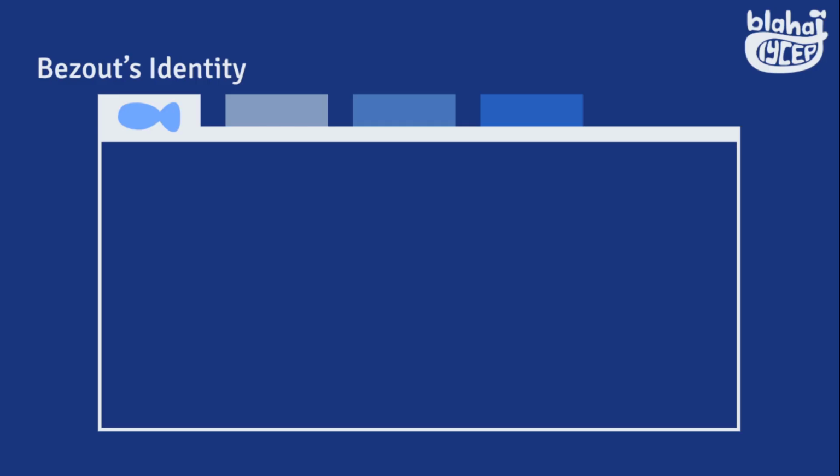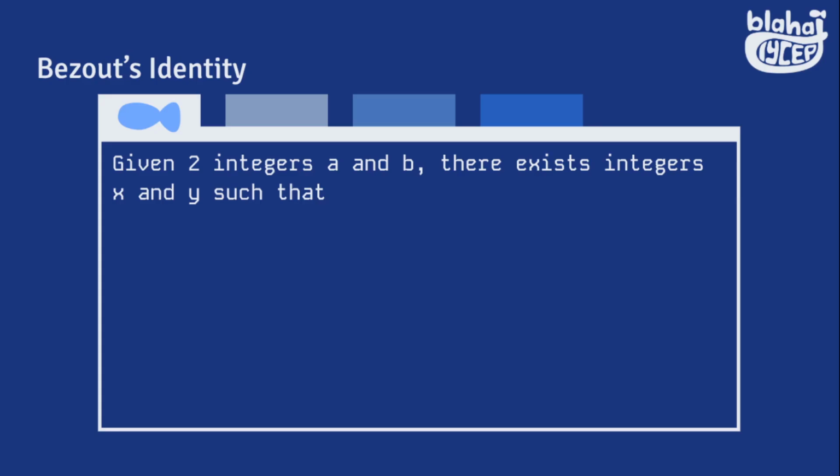So now we'll be moving on to an identity called Bézout's identity. So results identity states that given two integers a and b, so let's define our integers. Let's just do a equals 5 and b equals 10, right? There exist two integers, x and y. So we know a and b, but we don't know x and y. But we know that there are integers such that ax plus by equals the GCD of a and b.